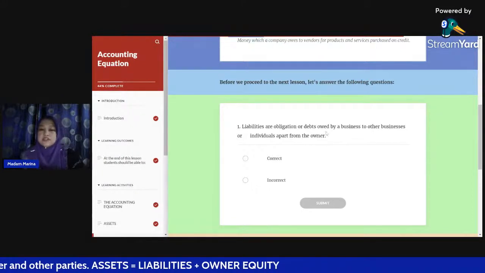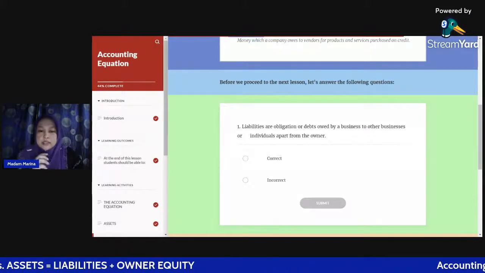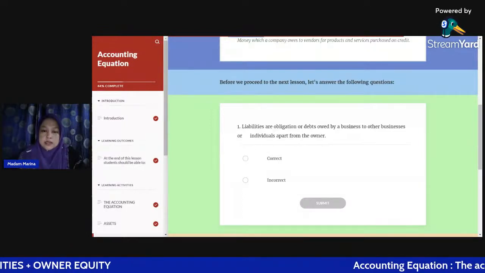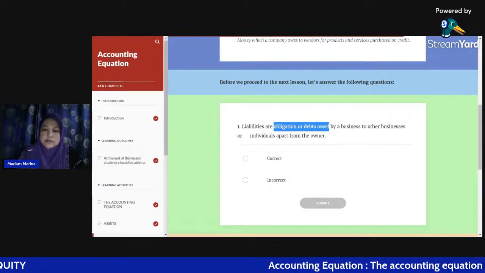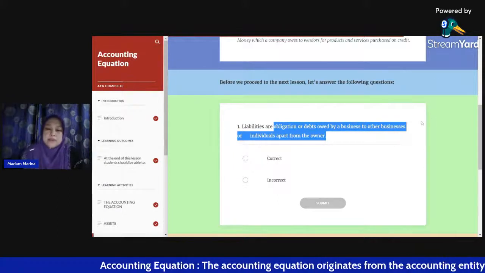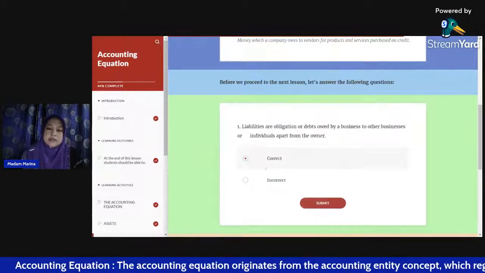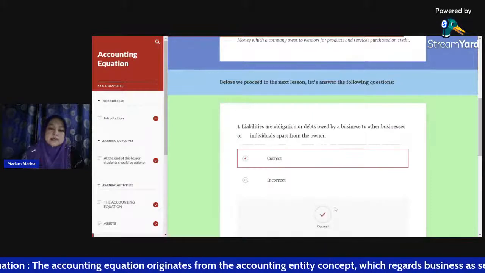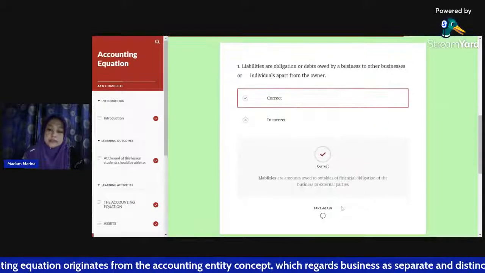This is the definition of liability. Correct or incorrect? Liabilities are obligations or debts owed by a business to other businesses or individuals apart from the owner. Is it correct? Okay, let's submit. Okay, good. Correct. That's correct.